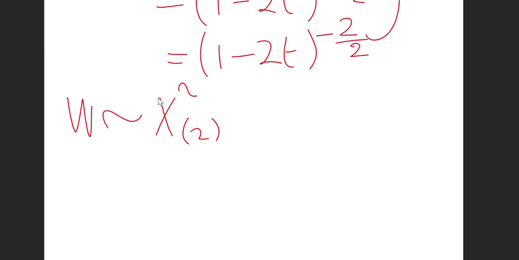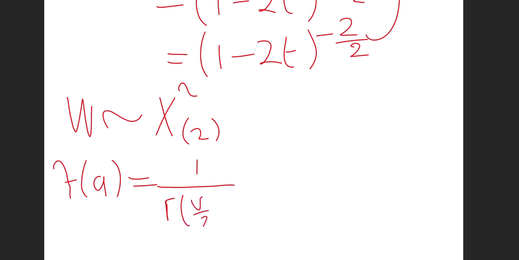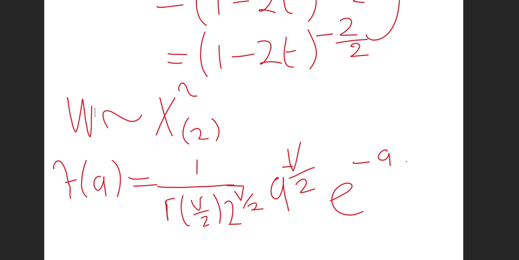since the general PDF of a chi-square distribution, I'm just going to use f, is equal to 1 divided by gamma of V divided by 2 and 2 raised to the exponent of V divided by 2, times a raised to V divided by 2 minus 1, and e raised to negative a over 2.